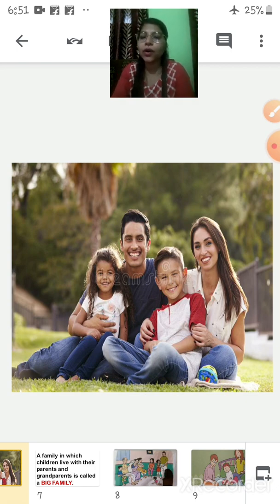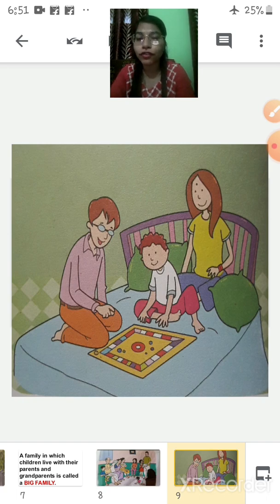Now children, what all do you do with your family? You all do many activities with your family, yes or no? What activities do you do with your family? You must be playing with your father, your mother. Look at this picture. In this picture, the child is playing with his parents.